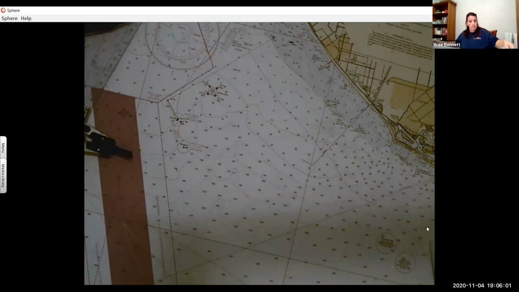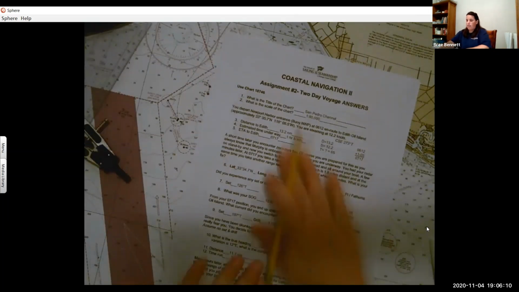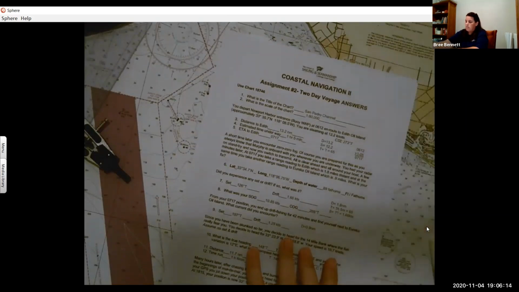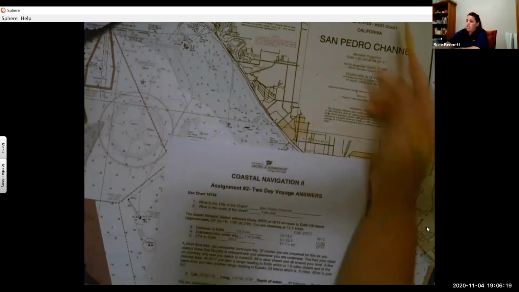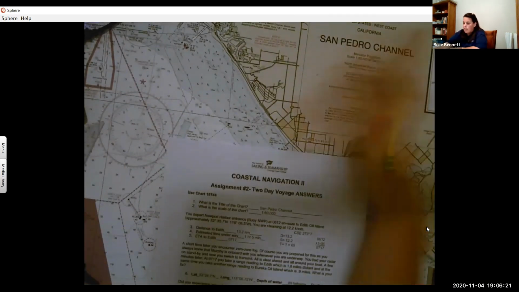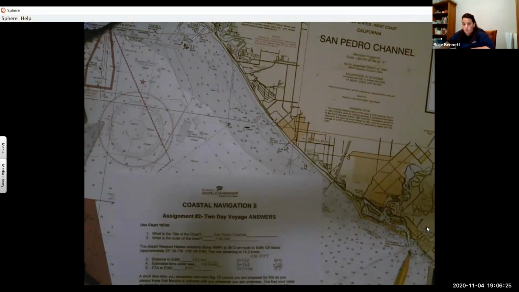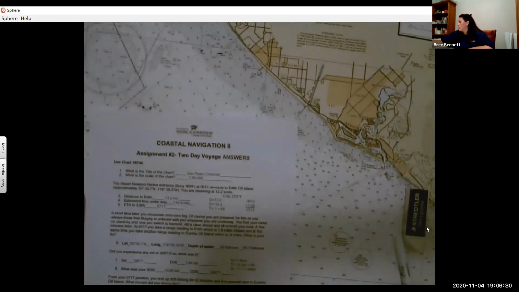So our homework assignment 2 starts off with a little refresher here. What is the title of the chart? What is the scale of the chart? That's all right up there in our chart block information. And then it tells us we depart Newport. So Newport, our NWP buoy. We always go from our NWP buoy.